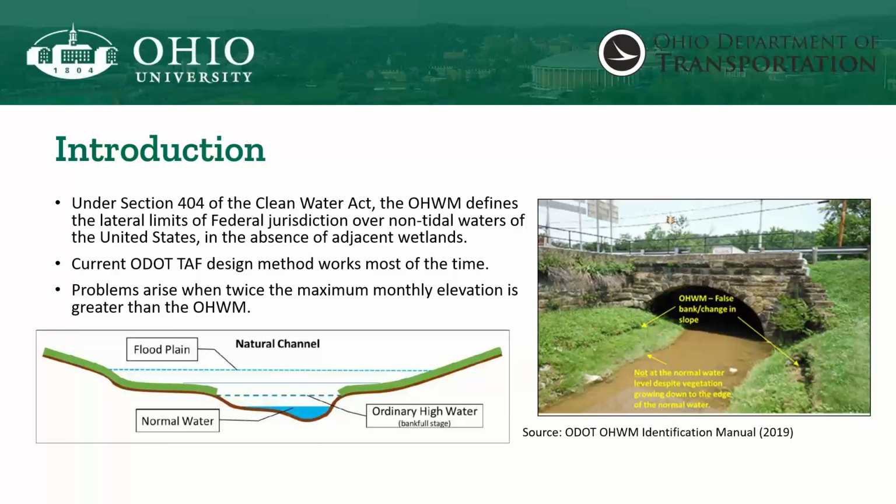The method I mentioned earlier, the current ODOT TAF design method, works most of the time. But the problem is, what if the max monthly flow elevation is already greater than the ordinary high water mark, either with or without the TAF? That's when the current requirements will not be met for those sites. Talking to some ODOT engineers, approximately 90% of the sites will pass the current requirements, but a handful, 5 to 10% of the sites, just cannot work, probably due to local factors.